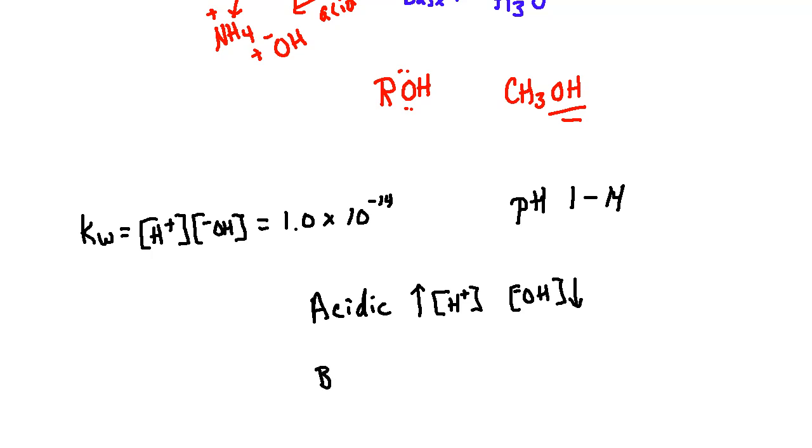Now, if it's going to be a basic solution, right? So for instance, if I dissolve some sodium hydroxide in the water, in that case, I'm going to see a downtick in the H plus concentration. I'm going to see a pickup in the free hydroxide ion concentration. So this should hopefully all make sense based on the definitions we had earlier. And then if you have an equal amount of both, which would be 1 times 10 to the negative 7, then you would have a pH of 7.